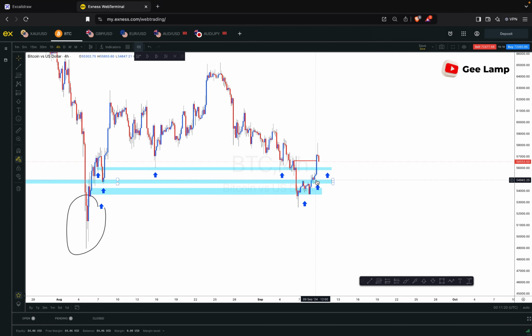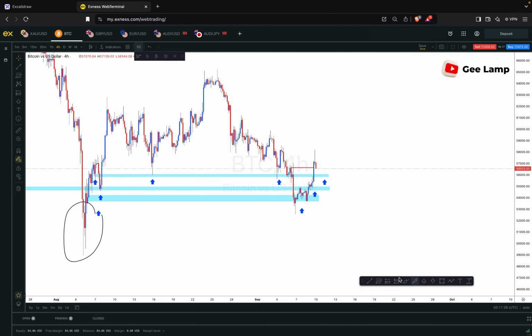Why? Because this zone had already been broken and tested. That test is what broke above this previous structure here. So we would want to consider this new level here, because price reacted, and the first time price broke above it, price hadn't tested it yet.